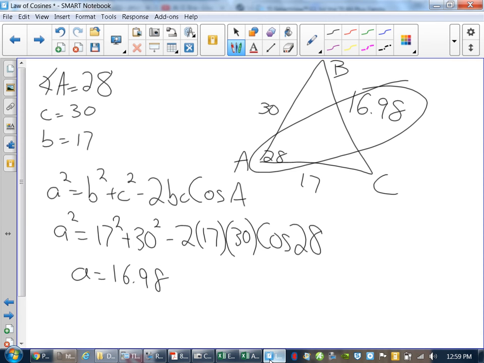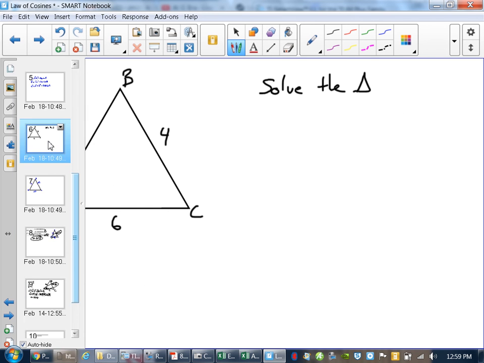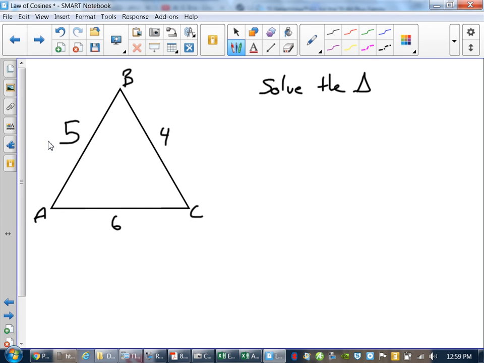Now, what happens if you don't have an angle? That's where this gets weird. Filling in the blanks straight across and just taking a square root, it's easy. But sometimes you have this, where you don't have any angles. Now, with the law of cosines, if you don't have an angle to start with, there's only one rule that I need you guys to follow.